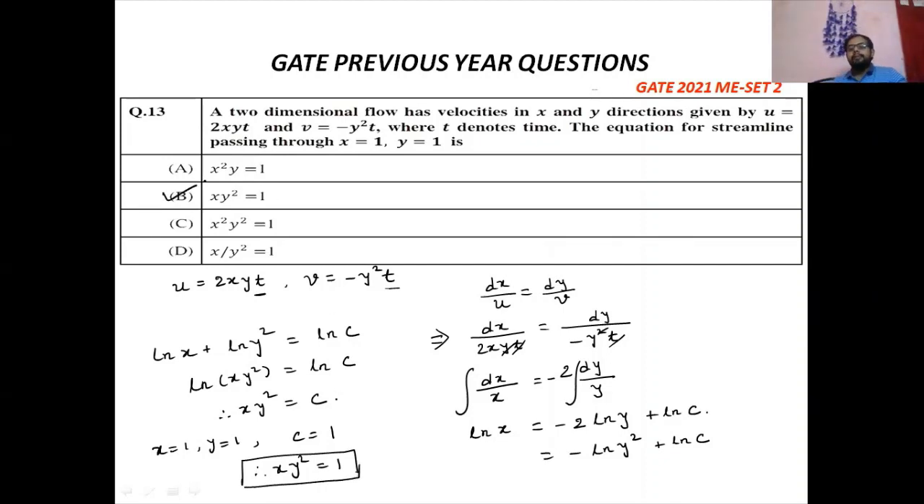So this way you have to solve this problem. Here you have to simply put in the streamline equation directly. They're telling you the streamline equation. Directly put u and v, which are given. From there, after doing integration, you get this. That is the straightforward method to solve this kind of problem.